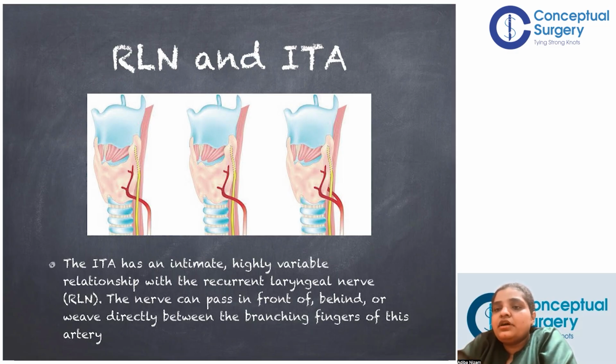So, the inferior thyroid artery has a very close relationship with the recurrent laryngeal nerve. The artery and the nerve usually cross each other at a 90-degree angle. So the nerve can be in front, behind, or it may weave through the artery and ascend up in the tracheoesophageal groove, then to enter the larynx.